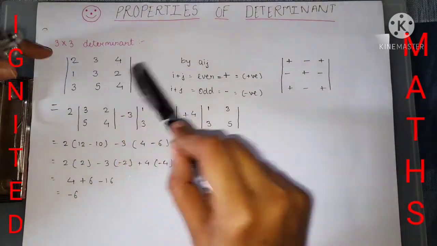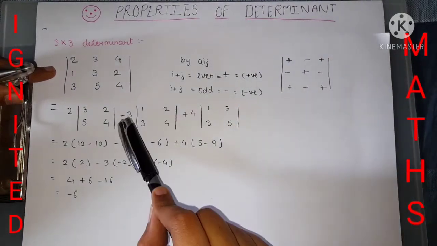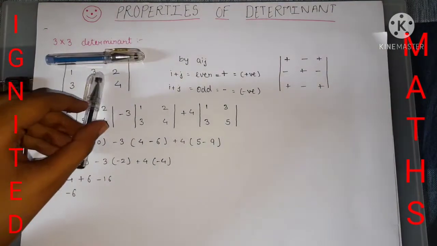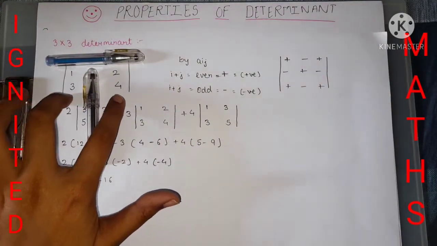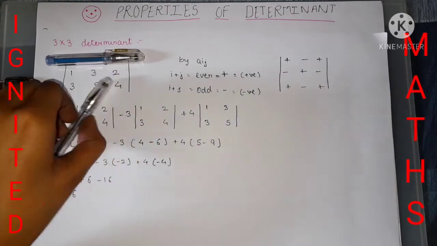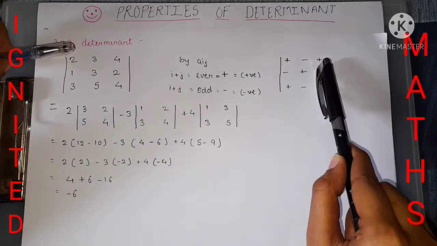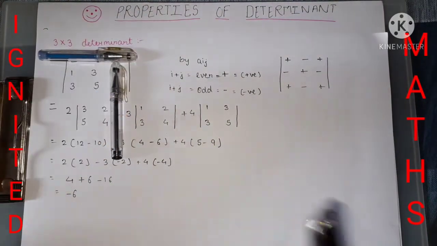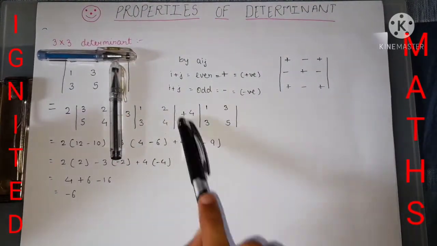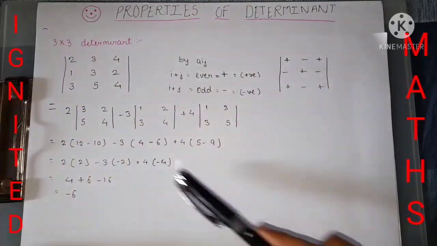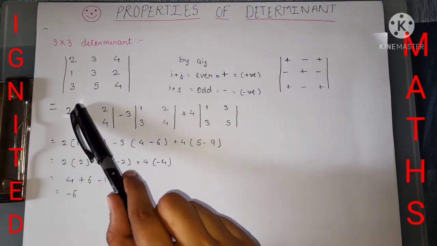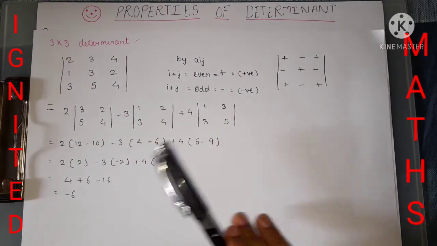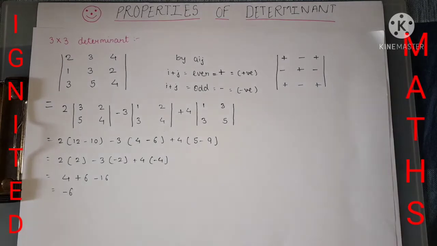The second element is 3, which carries a negative sign, so minus 3. 3 is in the first row and second column, so I'm going to hide it, and a 2 cross 2 determinant occurs, and then the same format is applied. Then 4 carries a positive sign, and 4 is in the first row, third column. So the first row and third column will be hidden, and the 2 cross 2 determinant occurs, which I have written over here. Then the calculation of the 2 cross 2 determinant is multiplying the first diagonal elements and subtracting the product of the other diagonal elements. This is how we find the value of a 3 cross 3 determinant.